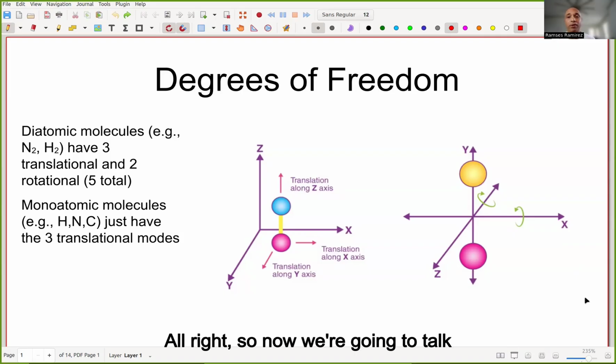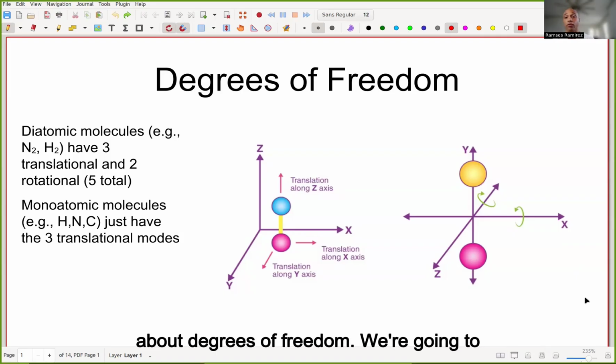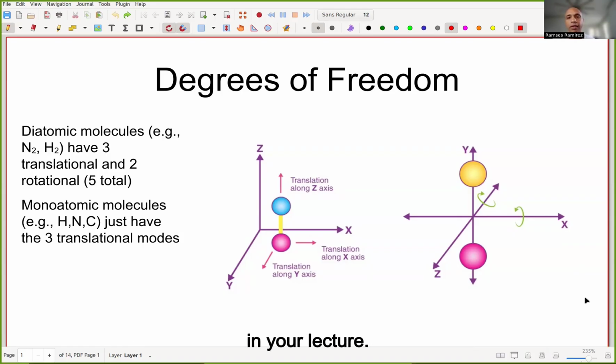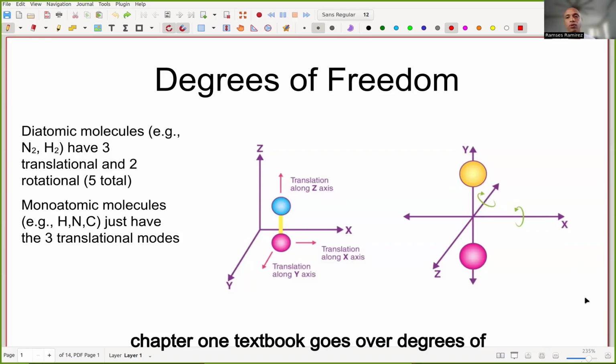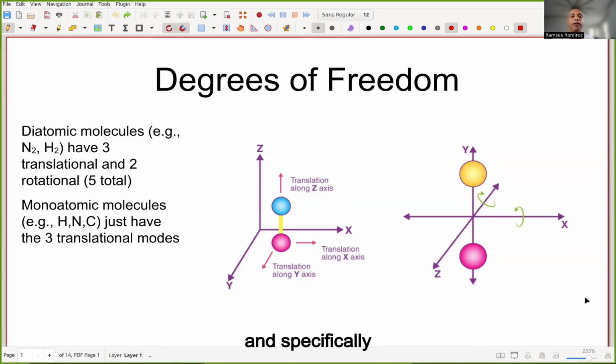All right, so now we're going to talk about degrees of freedom. We're going to go over some concepts that we discussed in your lecture. Your chapter one textbook goes over degrees of freedom for different types of molecules, specifically monoatomic and diatomic molecules. And so we'll go into this in some detail.